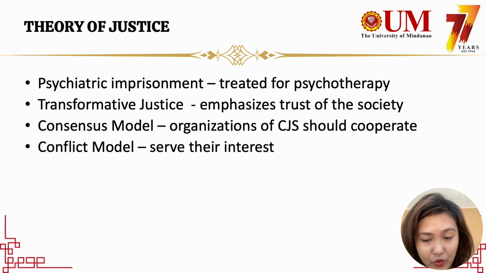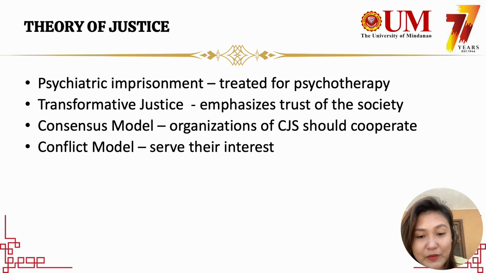And we have right here the theory of justice. So this is an additional theory of justice. We have discussed theory of justice in the previous lessons that we've had. So let's have this additional theory of justice. The first one is psychiatric imprisonment. When we say psychiatric imprisonment, this is a theory that simply believes that the offender who committed crime must be treated as a sick person, and instead of giving punishment through imprisonment, it must be forcibly treated for psychotherapy.